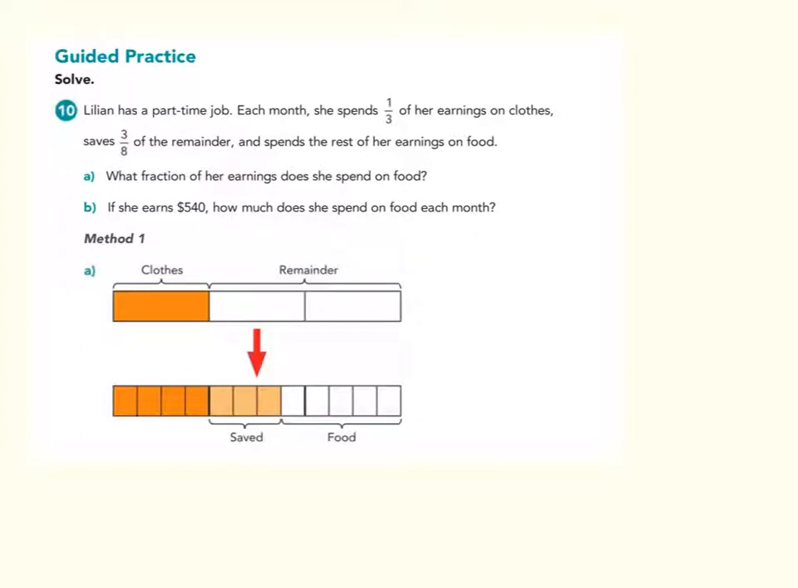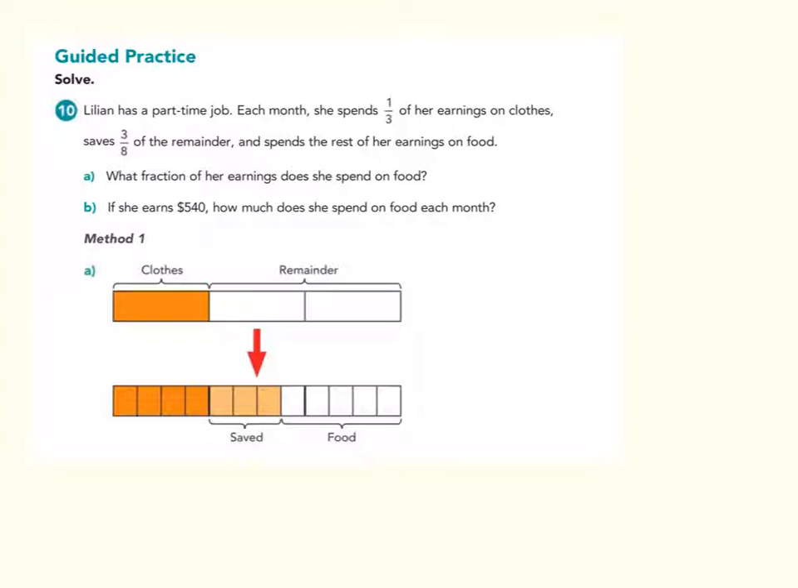Give one of these problems a try on your own. This example will walk you through method 1. Lillian has a part-time job. Each month, she spends 1/3 of her earnings on clothes, saves 3/8 of the remainder, and spends the rest of her earnings on food. So you need to calculate what fraction of her earnings does she spend on food, and if she earns $540, how much does she spend on food each month?